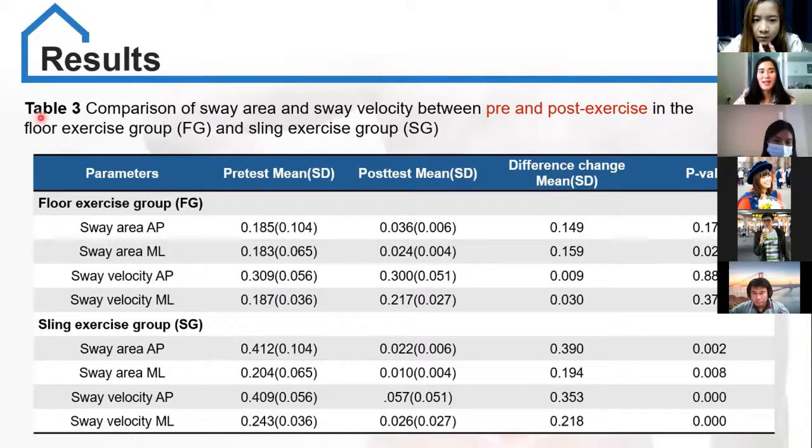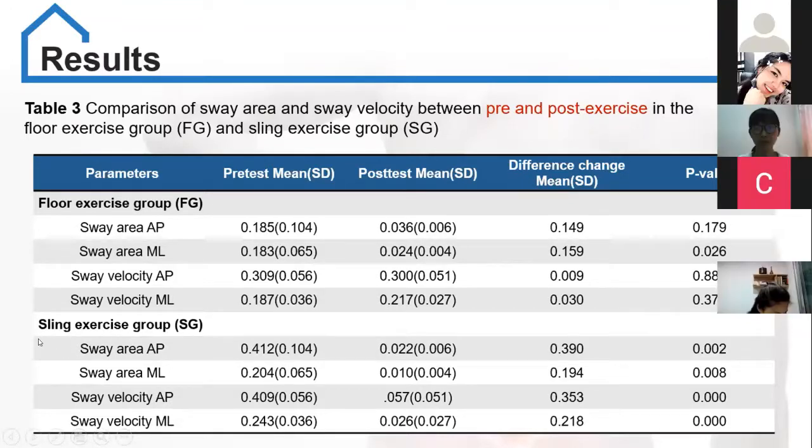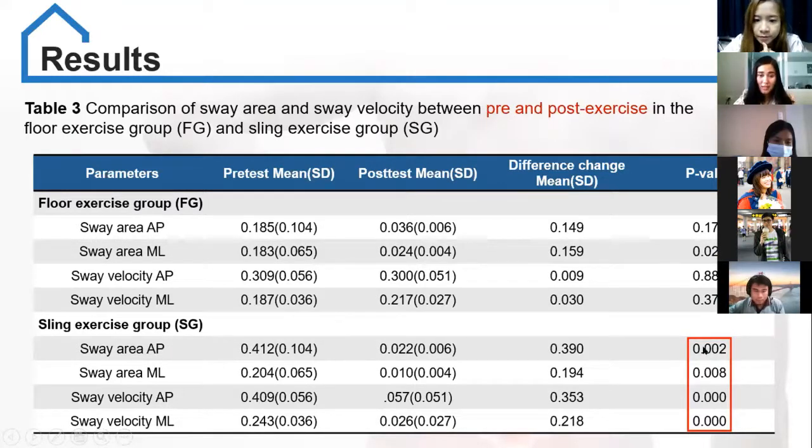Table 3 represents comparison between pre and post intervention in each group. The results from this table show the sling exercise group had a significant decrease in all parameters, in both sway area and sway velocity in ML and AP variation. However, the floor exercise group showed a significant decrease only in sway area in ML variation, only one variable.